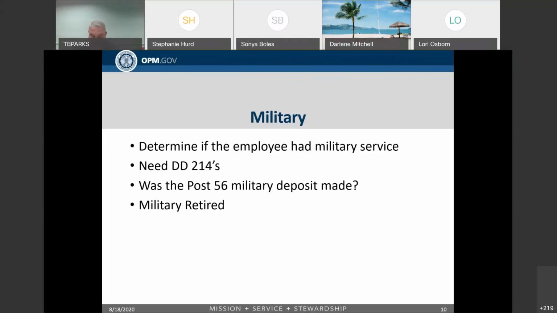If the deceased was retired military and elected a military survivor benefit plan, or SBP, for their surviving spouse, then the spouse cannot waive the military SBP. If the post-56 military deposit is paid, OPM will calculate the survivor annuity using the military service and offset the CSRS and FERS survivor benefit by the amount of the SBP.